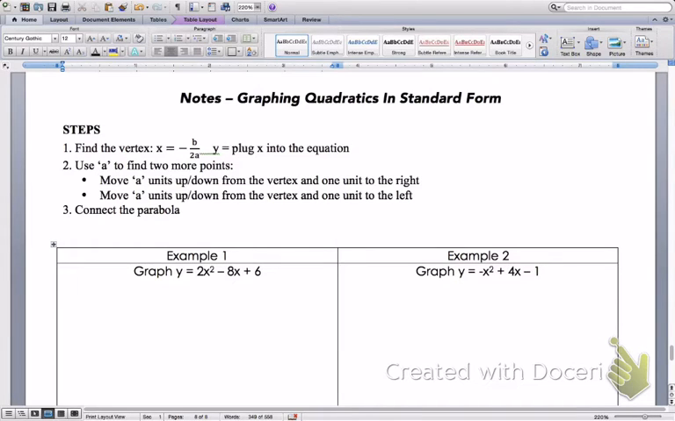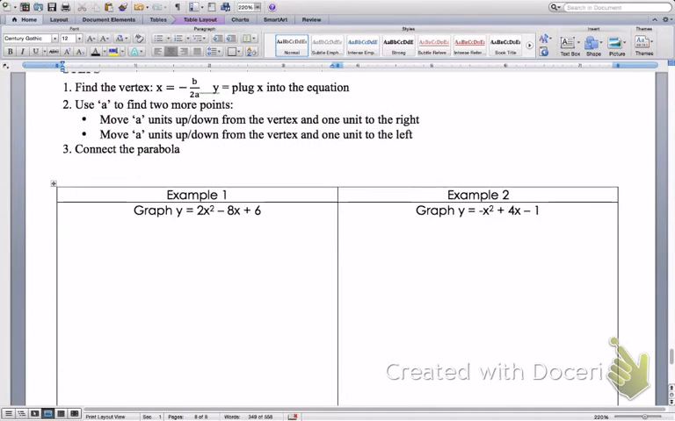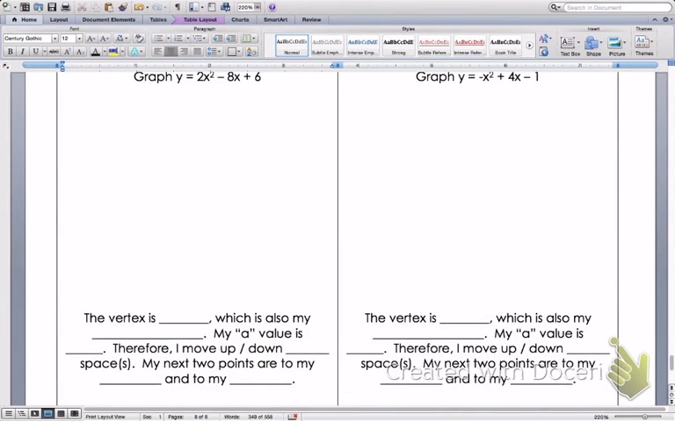So yesterday we went over how to find the vertex, and as long as you have the vertex, you're good. That's the main point you need for a quadratic graph. And we can also use our a value. So we're going to be using 3 basic steps. We're going to find the vertex, just like we did yesterday. We're going to use the a to find 2 other points to draw our parabola. And we're going to be moving up and down in that direction of a. And we always move 1 unit to the right and 1 unit to the left, which is what we looked at yesterday. So let's go ahead and see how those steps work as a group.